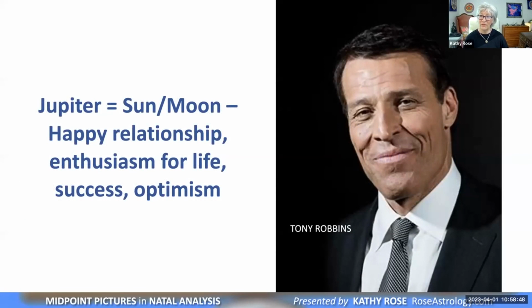Here we have a photo of Tony Robbins. Tony Robbins, big time author, speaker, and he has a midpoint picture of Jupiter equals sun moon. Now, feel that if you've ever read any of Tony Robbins' books or listened to his lectures, can't you feel Jupiter equals sun moon? Jupiter, the optimism, the enthusiasm, the positivity is part of his core needs.